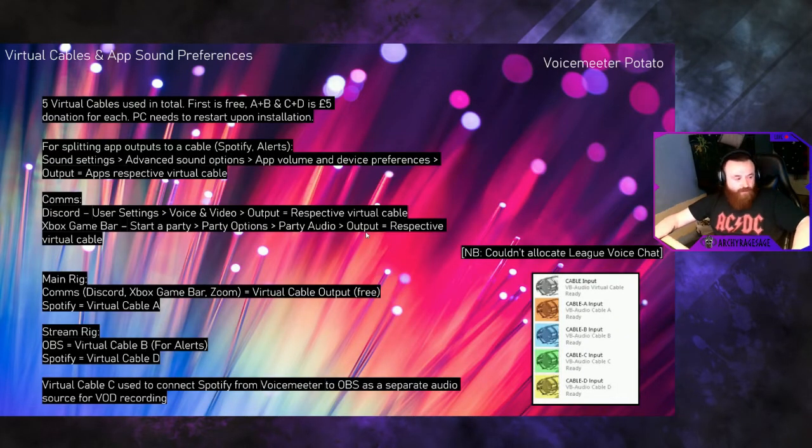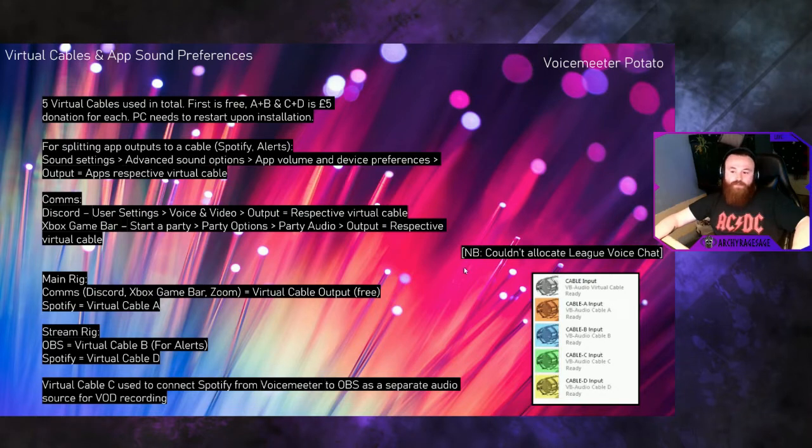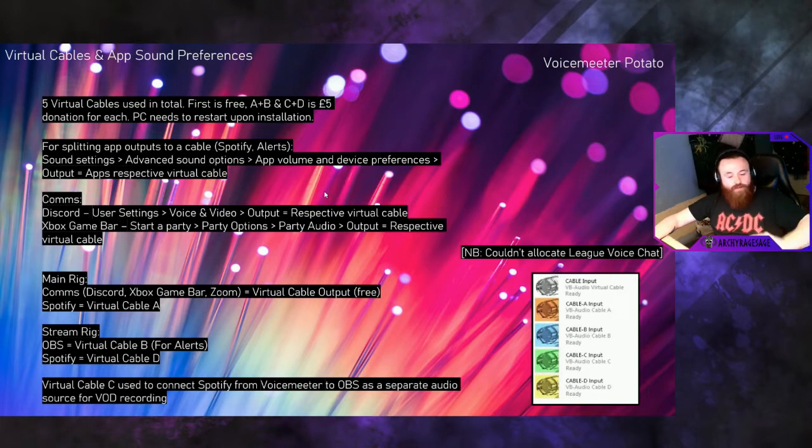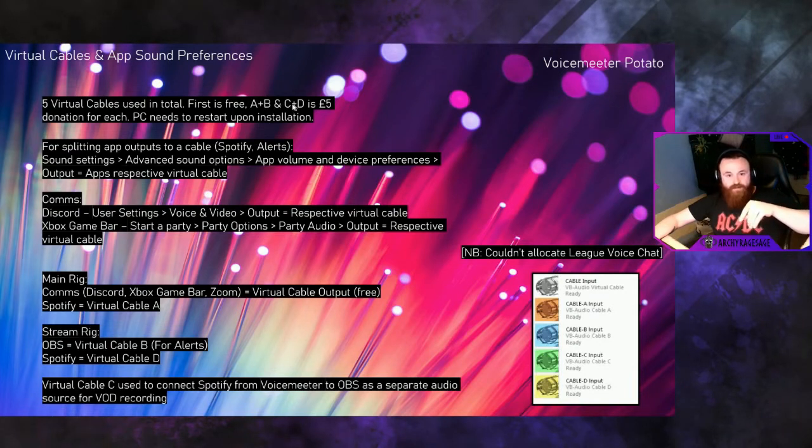So this is virtual cables. So I'll just go through the list here. These are the cables, virtual cables. If you've downloaded a virtual cable through Voicemeeter and you've seen this, this is what I'm talking about, these things. Okay, there's 5 that you can get in total. The first one's free, and then the next 4 come in 2 packs of 2. Okay, A and B, and then C and D.